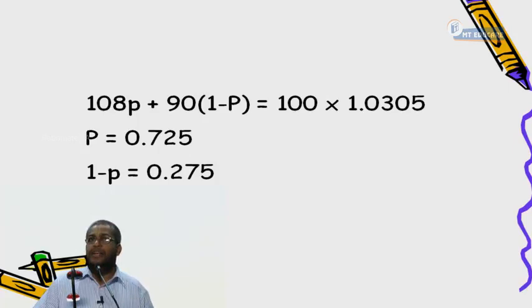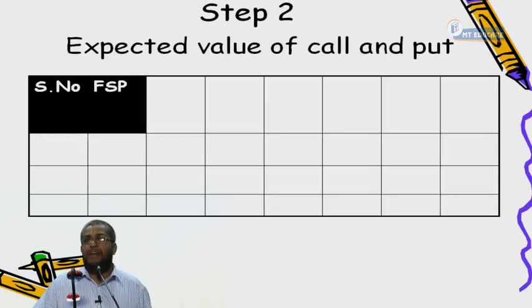Next is step two: expected value of call and put.